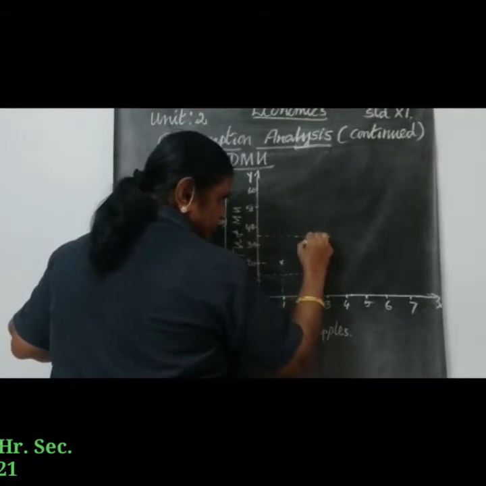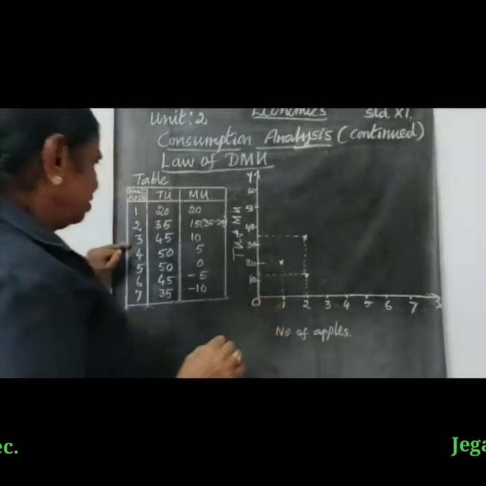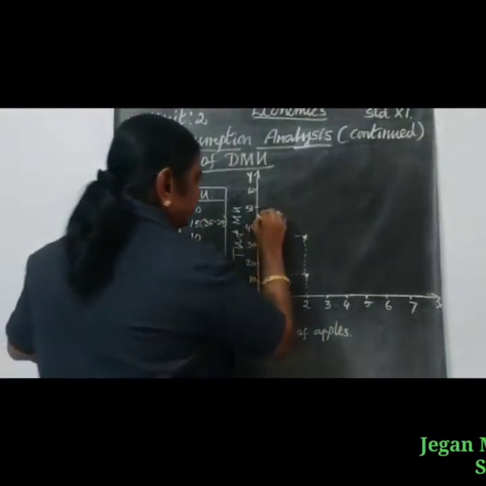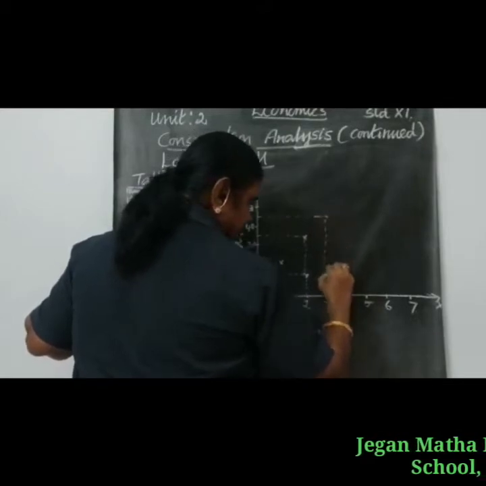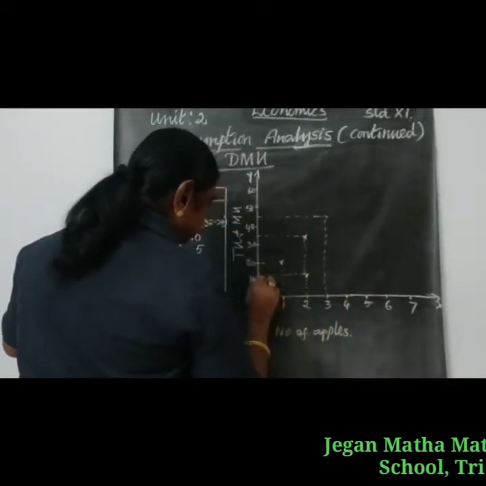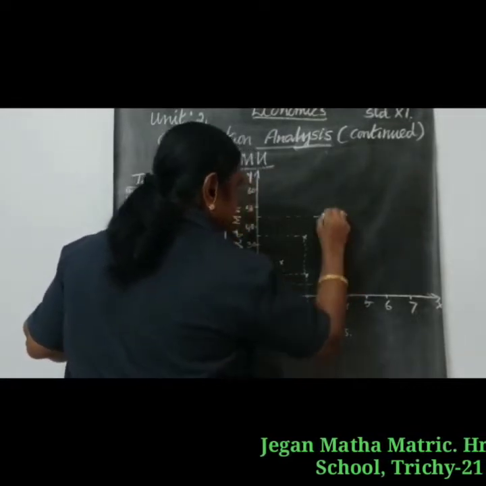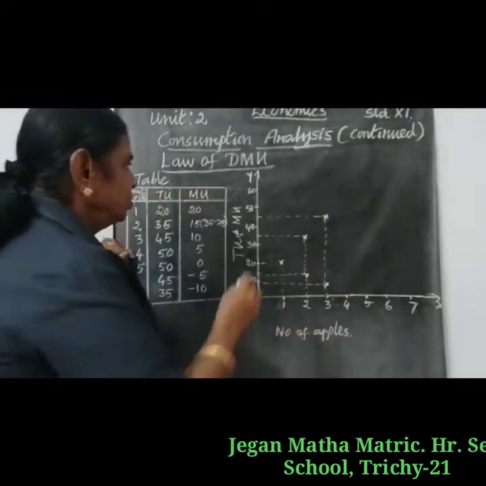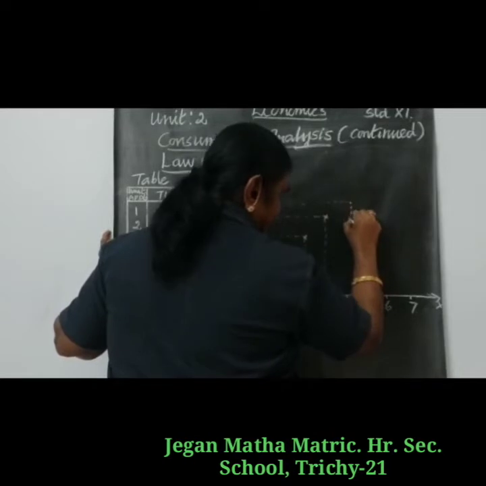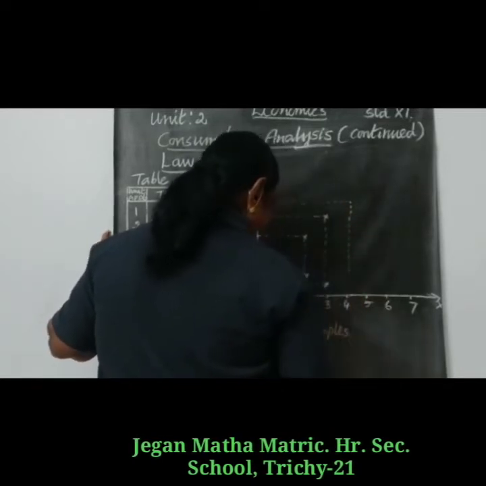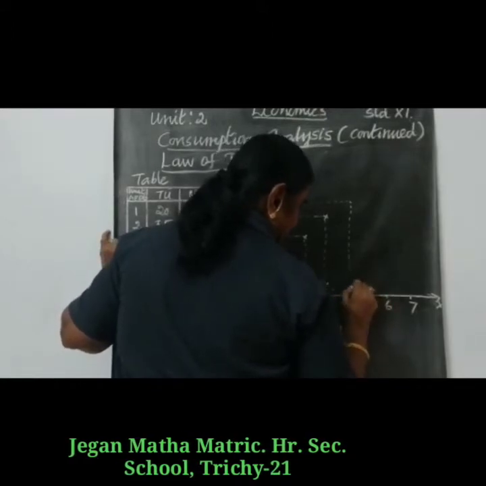So let us take 35 into consideration. And the third apple, total utility is 45, but when the consumer consumes the third apple, marginal utility is only 10. And the fourth apple, total utility for the fourth apple consumption is 50, whereas marginal utility is just 5.